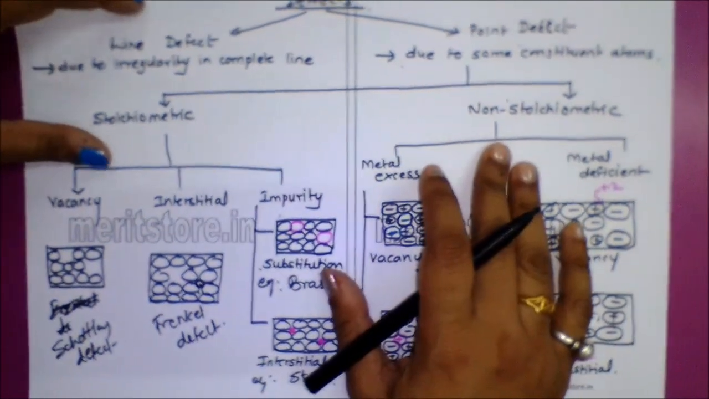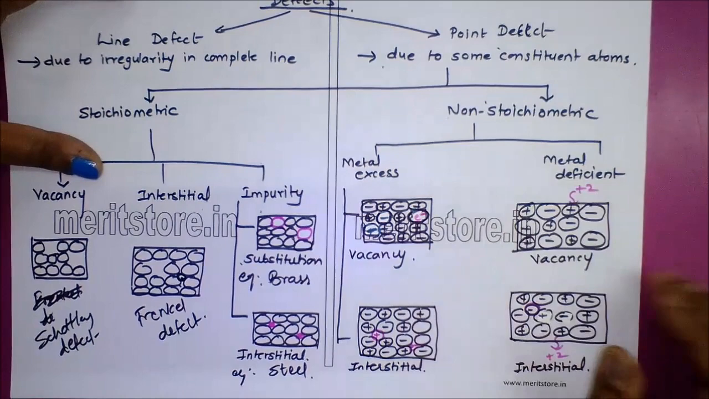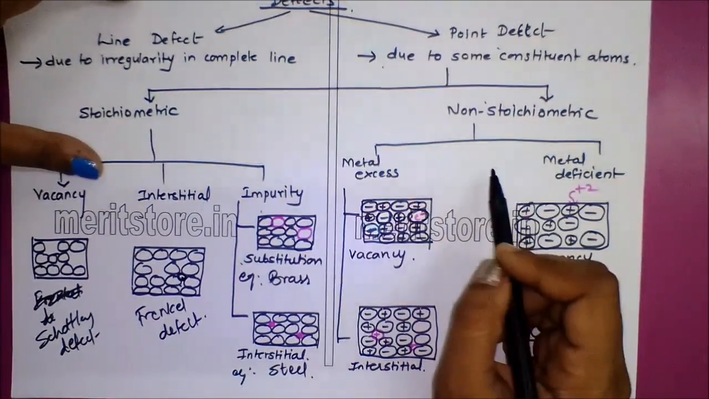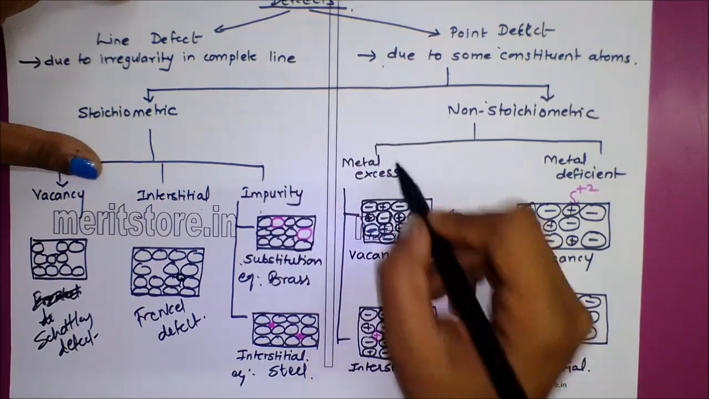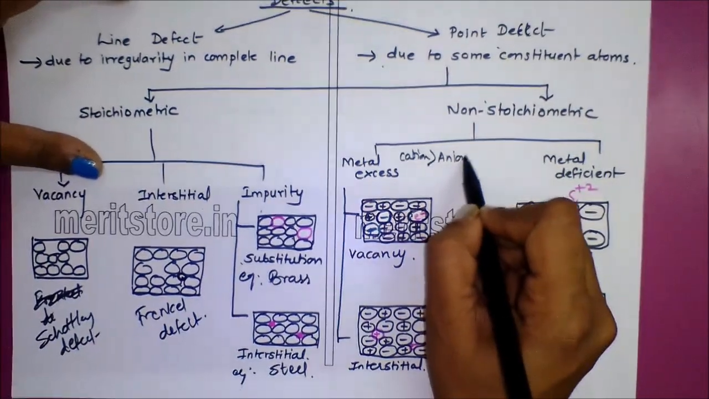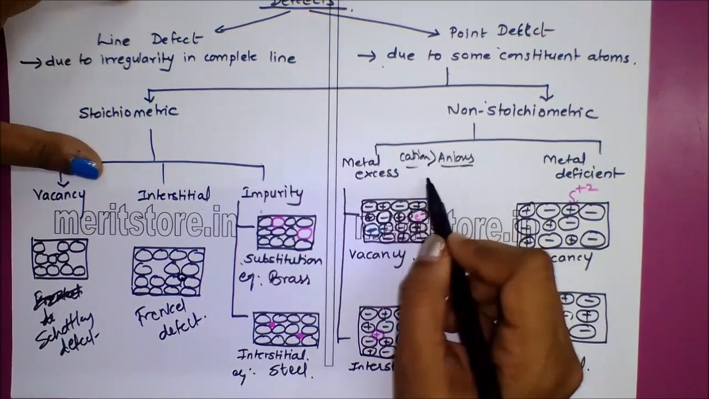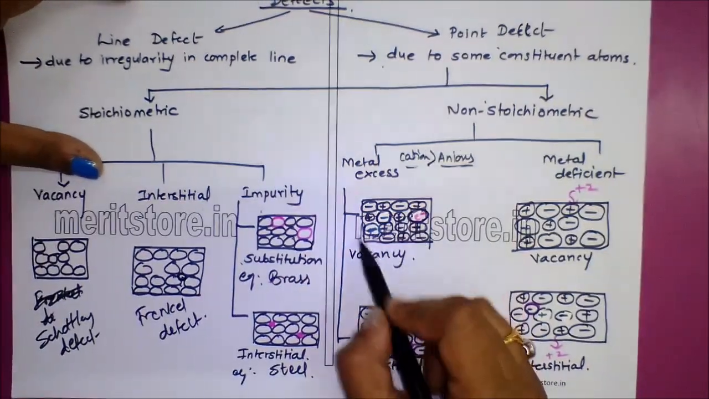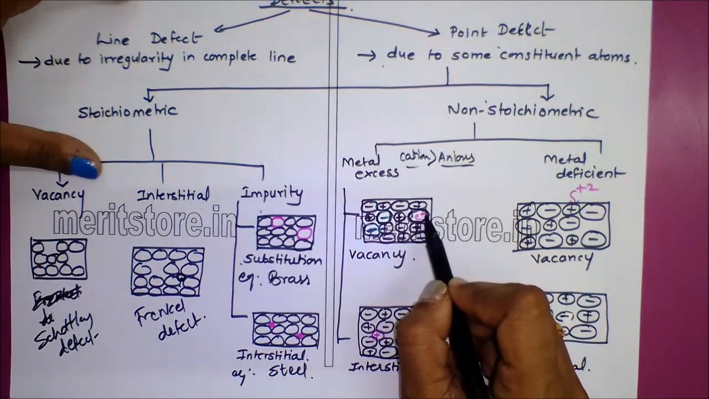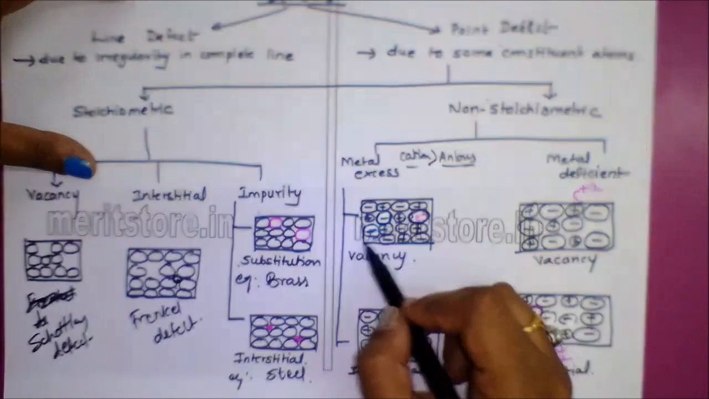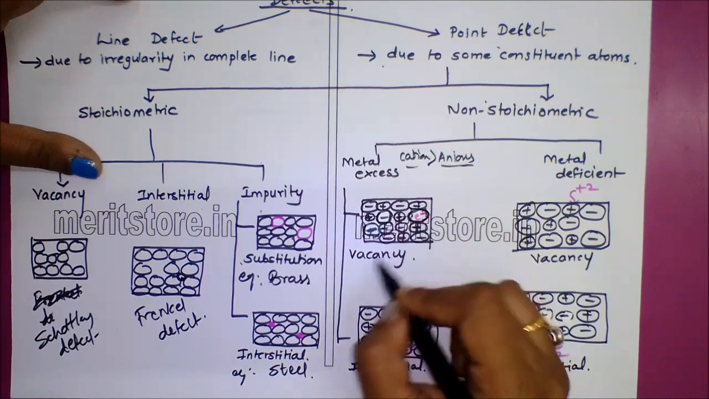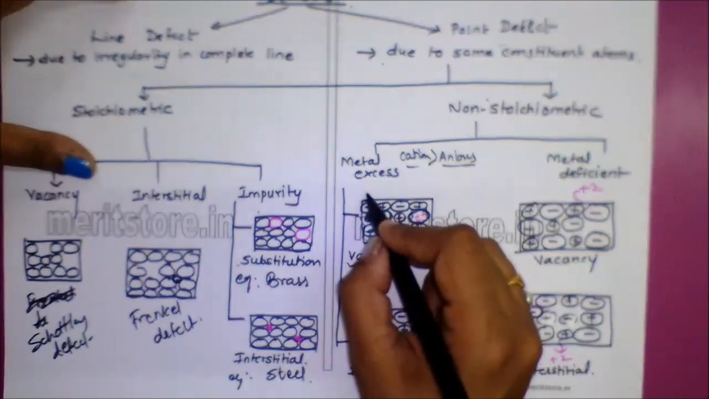But if the stoichiometry is not maintained, we call this a non-stoichiometric defect. Now we can see here there are two things that can occur. Metal excess, that means now the cations are more compared to anions, therefore we call this a metal excess defect. We can see over here, this is an ionic solid where one of the anions is missing. If an anion is missing, there has to be a cation missing, but we can see all cations are as they are, only the anion is missing. So we call this a vacancy metal excess defect.